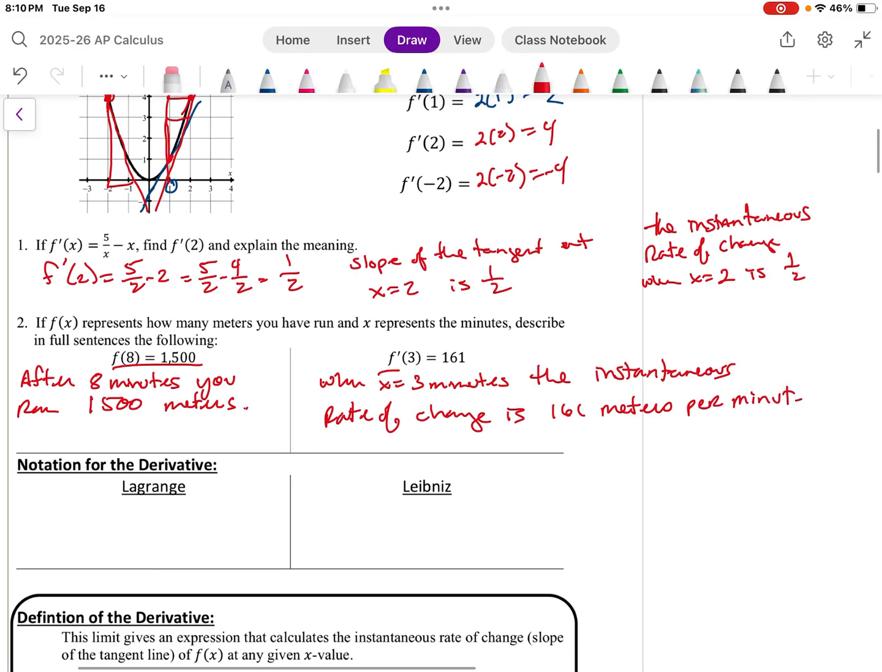And again, the instantaneous rate of change is a rate of change, so that means we should have some type of rate of change unit taking place here. So we want to make sure we include that, hey, it's meters per minute. And in the previous one, we want to make sure we put the units on, minutes, and the answer in meters, saying, hey, after this many minutes, you traveled this far. Here, my rate is 161 meters per minute.